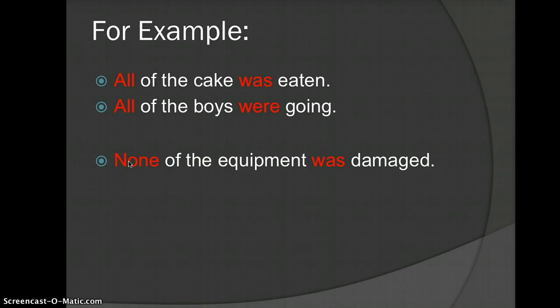None of the equipment was damaged. None is a subject. Equipment is singular. So my verb does need an S. None of the cars were towed. None is a subject, but it's talking about cars, which is plural. So none were.